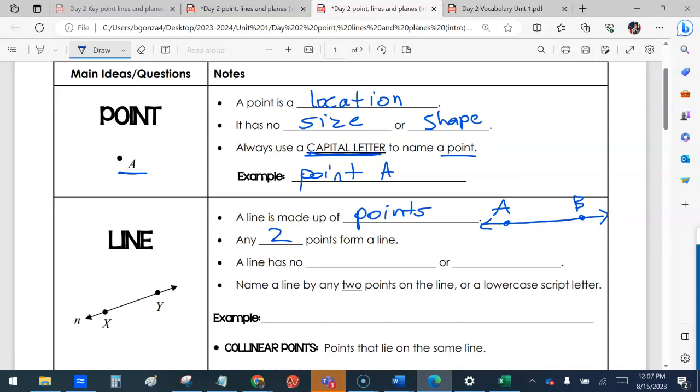Now, a line has no thickness or width. Technically, you could not see a line because it's so thin, so there's no width to it. But we have to draw it on our paper. We represent it with a drawing of a line, okay?